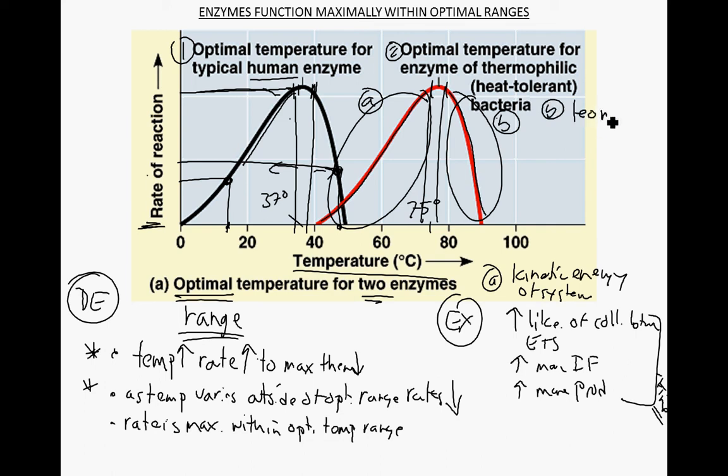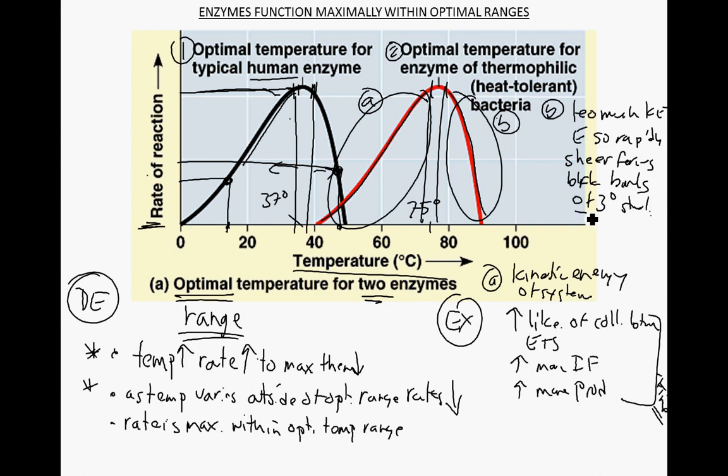So there's too much kinetic energy. The enzymes are moving so rapidly that there are shear forces that are going to break bonds of the tertiary structure of the protein.